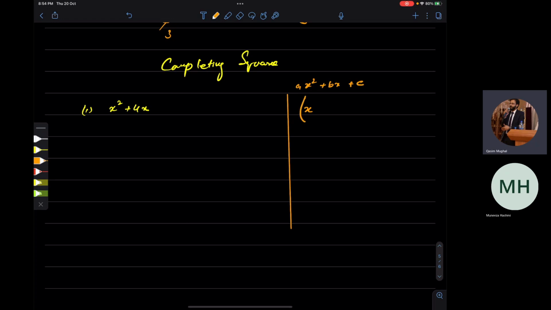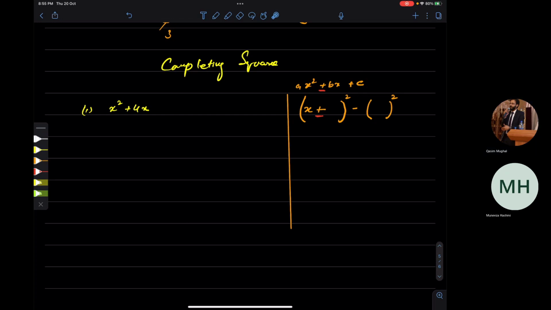You will always do x plus, if you have a plus sign up here. And if you have a minus sign up here with the middle term, then you're going to put minus down here. And you leave the blank, bracket close, and then square. Minus, and then blank, and then bracket. And then you will copy down whatever you have here, with the sign. It could be plus, it could be minus, it doesn't matter. Whatever there is, you just copy that down.